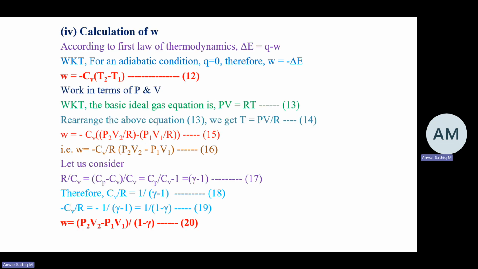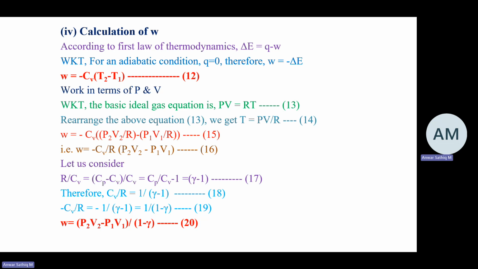Fourth one, calculation of W. According to the first law of thermodynamics, delta E is equal to Q minus W. We know that for an adiabatic condition, Q is equal to 0. Therefore, the above equation may be written like this: W is equal to minus delta E. Here we have to substitute the meaning of delta E. W is equal to minus CV (T2 minus T1), because we know that delta E is equal to CV, that is heat capacity at constant volume, into change in temperature. This is equation number 12.